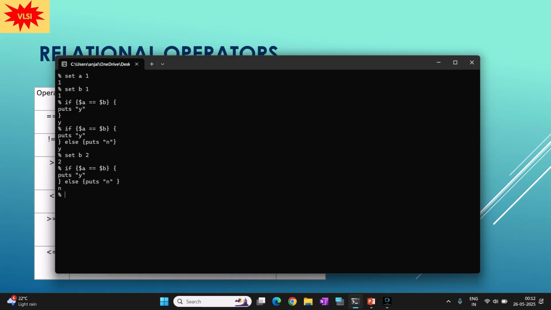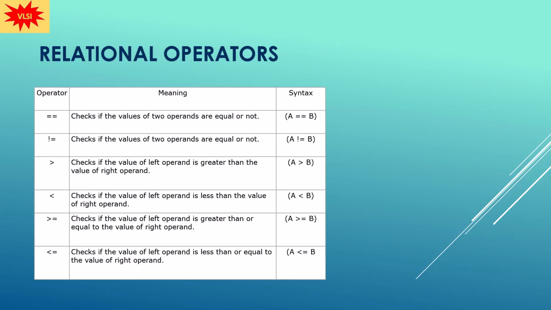Other relational operators, go ahead, try by yourself and let me know what output you see, and let me know if you're able to use them or not.